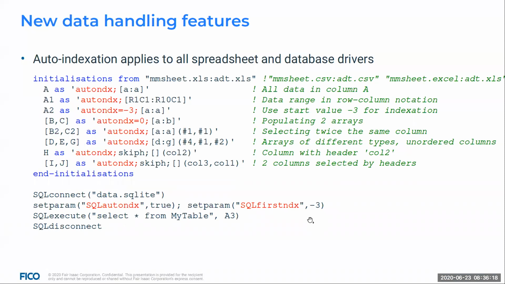Now coming to the spreadsheet and database drivers. I have mentioned the auto-indexation for diskdata, and we have the same new functionality for the spreadsheet and database drivers. Here, for instance, is the example of the mmhttp XLS driver, but it will look the same for the CSV driver or the Excel driver contained in the mmhttp module. What I've listed here is something that many users are not aware of.